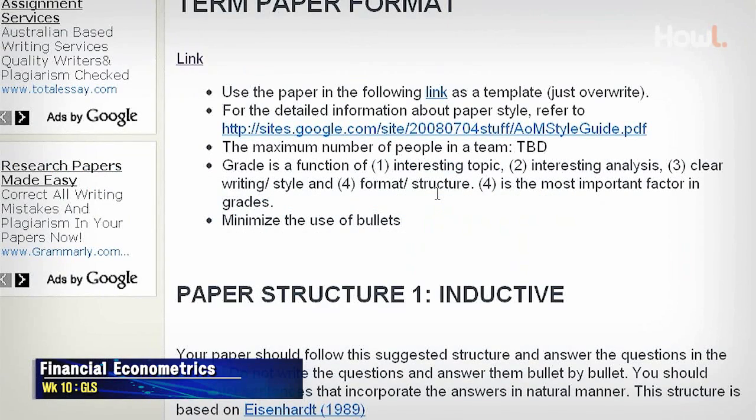So grading, of course, is a function of interesting topic, interesting analysis, clear writing style, and the format and structure. Format and structure is the most important factor in grade. It sounds strange, so rather than content, format is more important. So let's discuss what a format means.